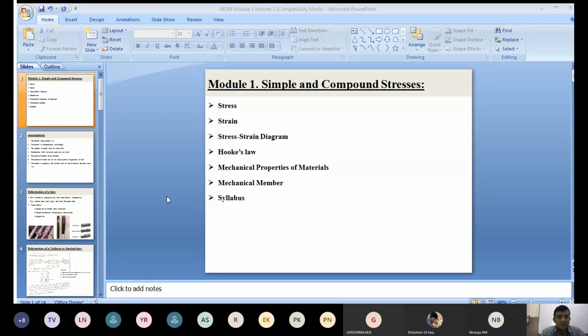Then we discussed mechanical members. Mechanical members are nothing but, in machineries or in an aircraft, all are called structures.